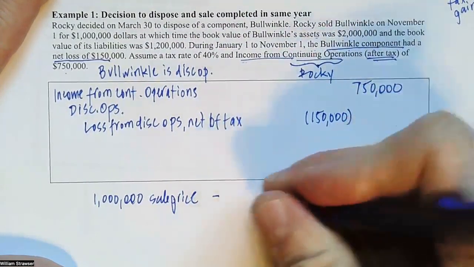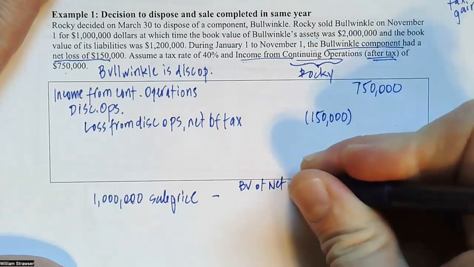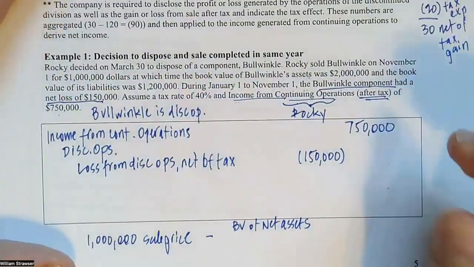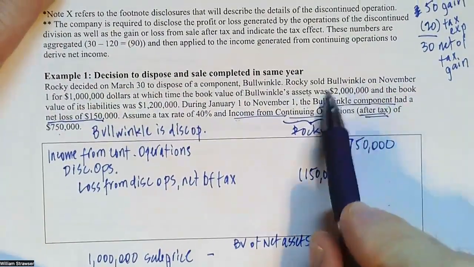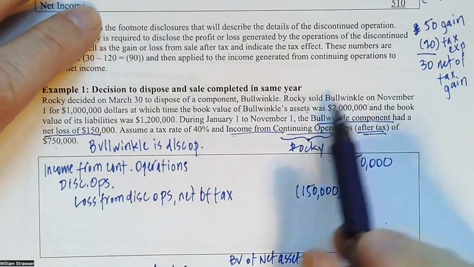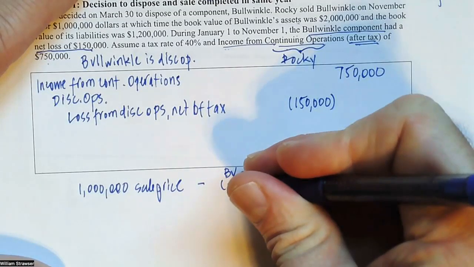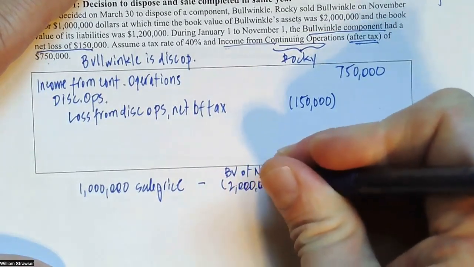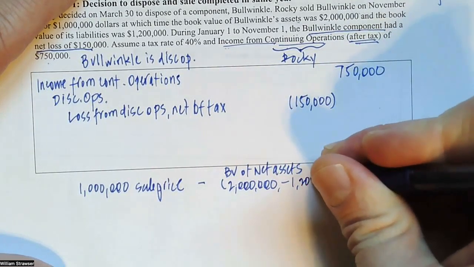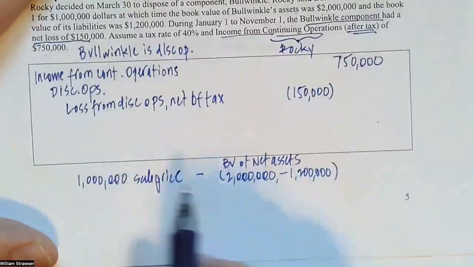I subtract off the book value of net assets. Now, the book value of net assets is the book value of its assets less the book value of its liabilities. So that is 2 million less 1.2 million. Now you see why I oftentimes choose to use M's and K's instead of writing everything out. It's a lot of zeros.